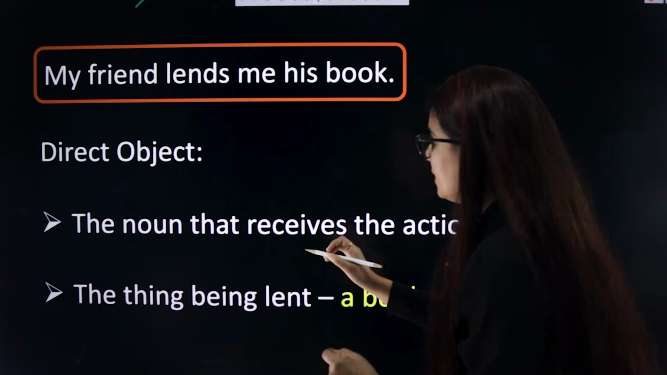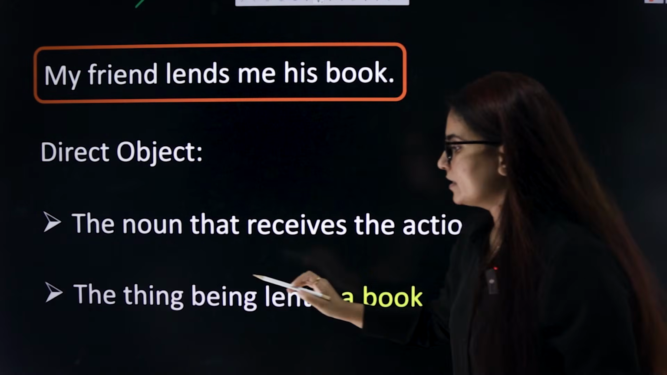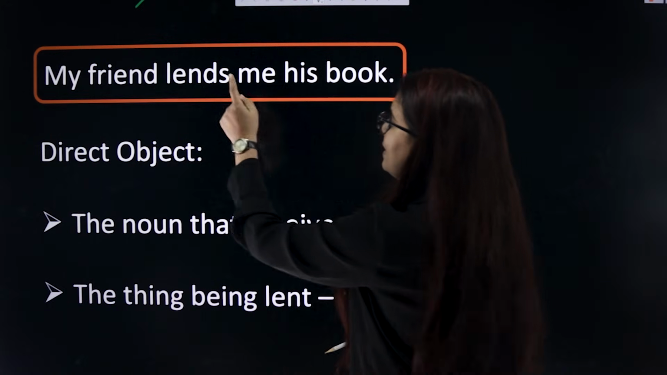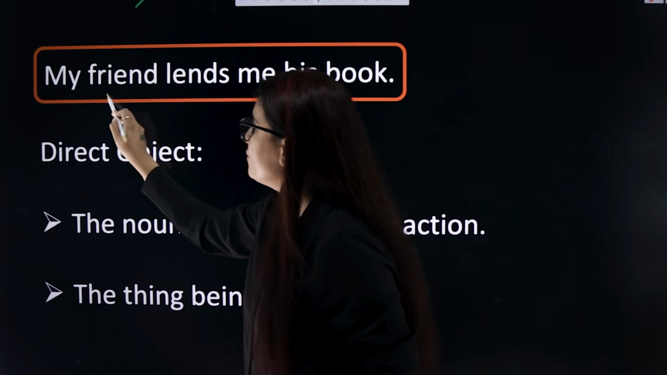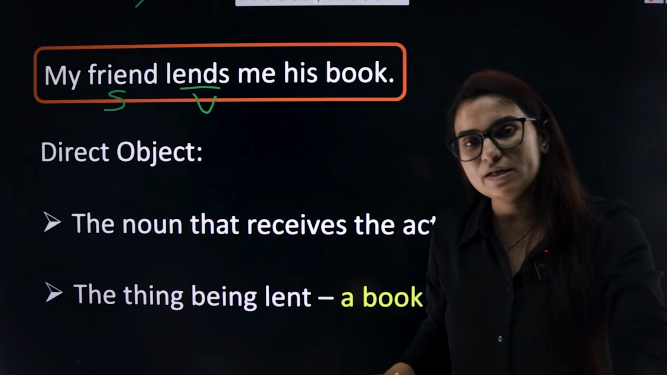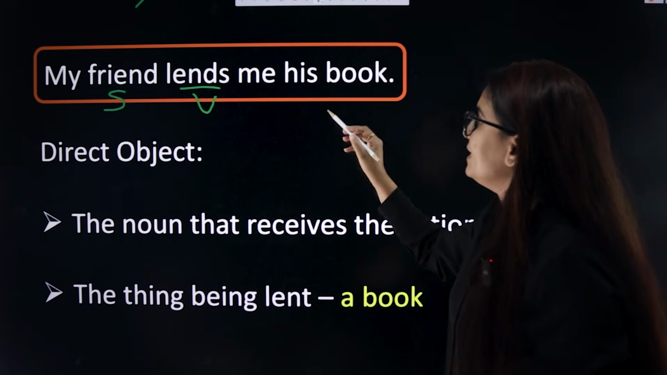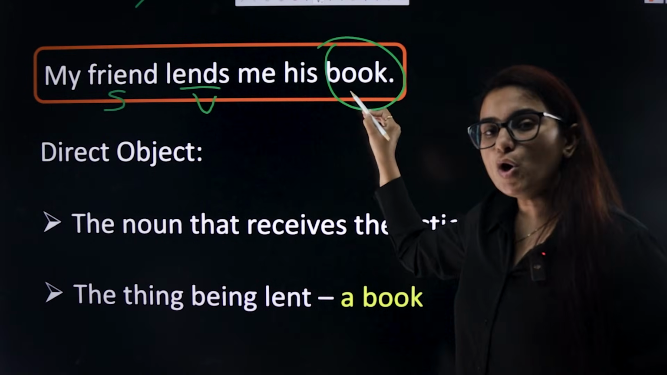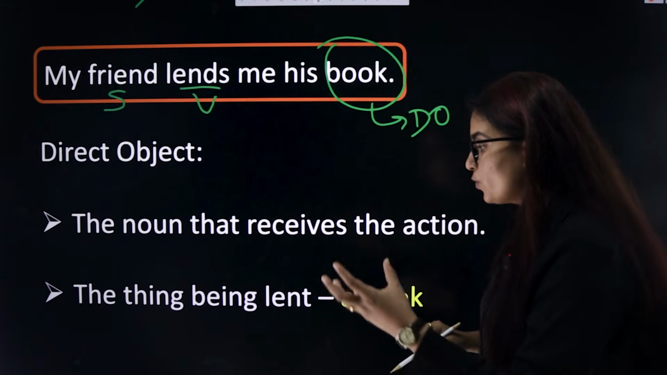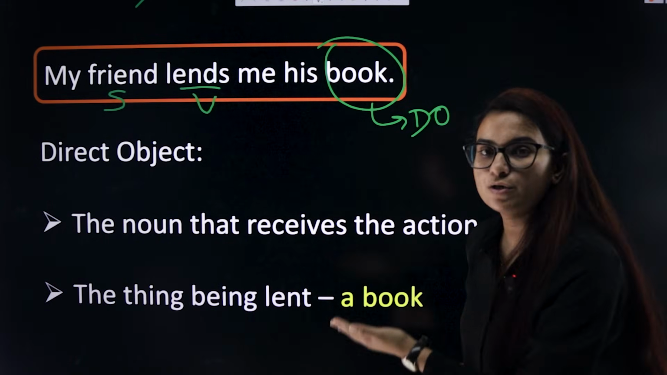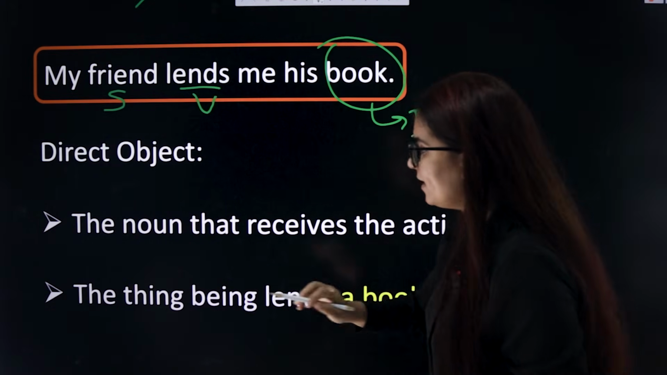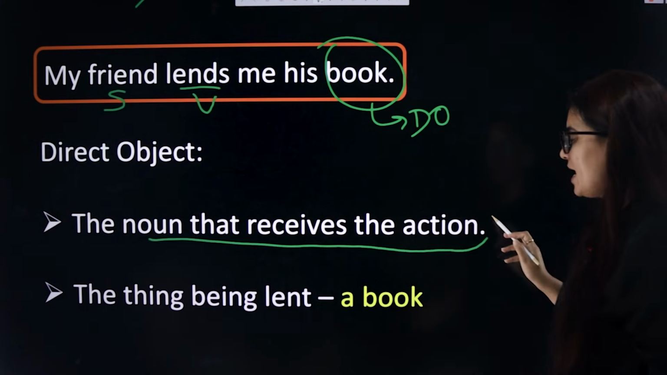Direct object means, just understand the last line, the thing that is being lent. Let's look at this example. My friend lends me his book. So my friend becomes subject, lends becomes verb. What is this person giving? What is this person lending? He is lending the book. Book becomes direct object. What is the object that is being used to perform an action? What action is being performed on which object? In another way, the noun that receives the action.